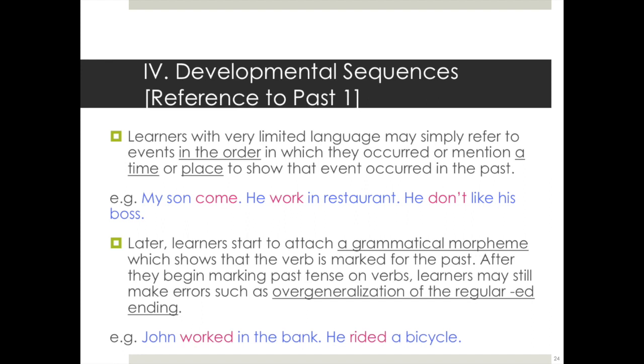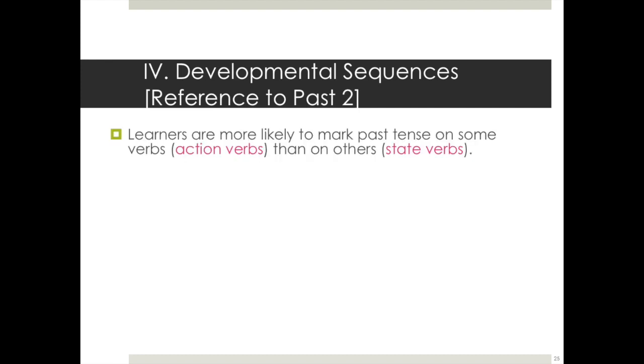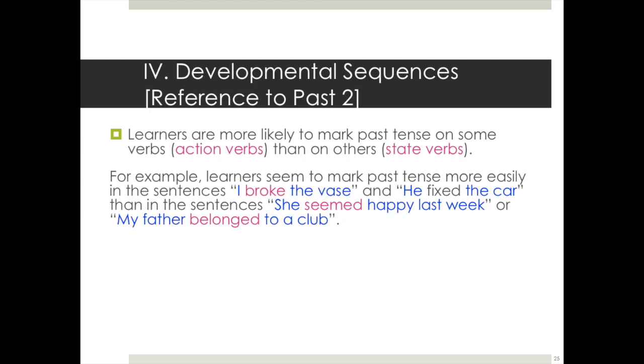Now we go to other phases more advanced in the developmental sequence of learner language. They are more likely to mark past tense on some verbs. This is found from research findings that typically learners will have an easier time marking action verbs when compared to state verbs. Action verbs are things like I broke the vase, he fixed the car. So this is easy for learners to make marking of past tense. But when it comes to she seemed happy or my father belonged to the club, state verbs, it seems that it's a bit more difficult for them to mark the past tense.